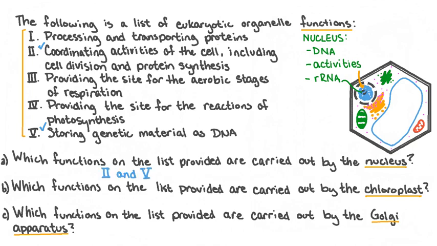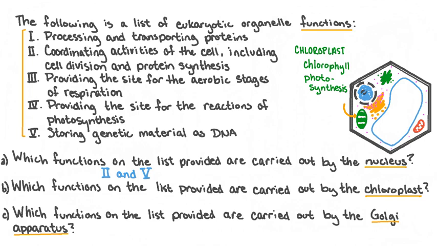Next, we'll take a look at the chloroplast. The chloroplast is a green organelle within the plant cell, and it gets its color from a chemical called chlorophyll. Chlorophyll is necessary for the process of photosynthesis. And photosynthesis is when plant cells transfer the energy found in sunlight into the glucose molecule, which they then use to carry out cellular respiration and generate cellular energy. Now we can take a look at our list. The function of the chloroplast is providing the site for the reactions of photosynthesis.